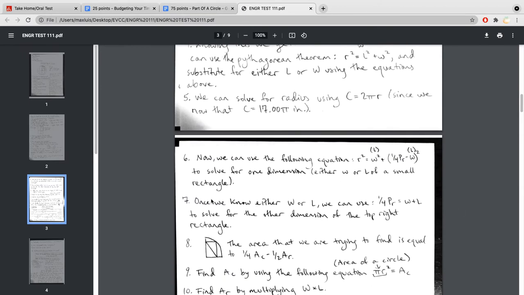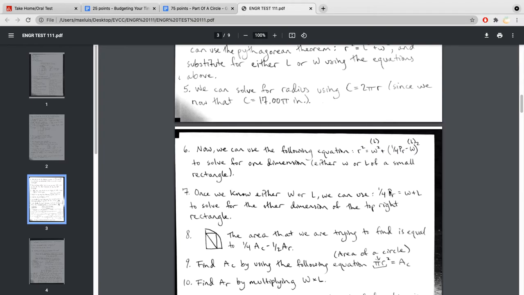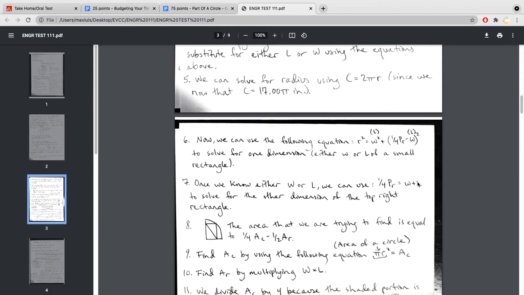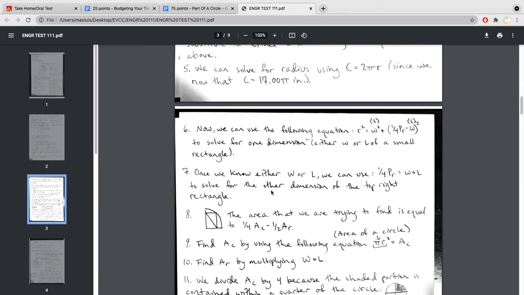We need to do this because once we know either the width or length, we can use this equation right here, 1/4 times the perimeter of the large rectangle is equal to the width plus length, to solve for the other dimension. So we need to solve for one of these, and then we'll be able to solve for the other one.